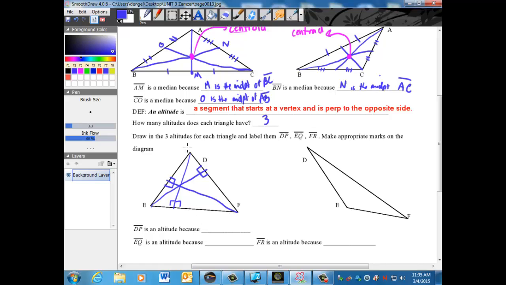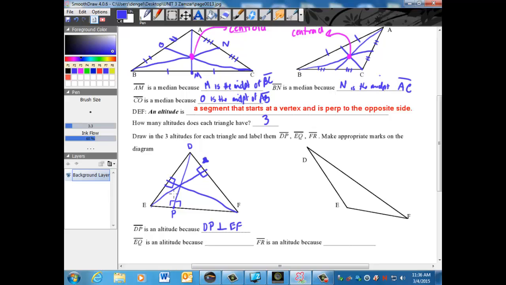DP. Oh, first off, D is up here. I don't know why D is showing over here. So here's point D. Let's label this point P with this new point. So DP is an altitude because DP is perpendicular to segment EF.